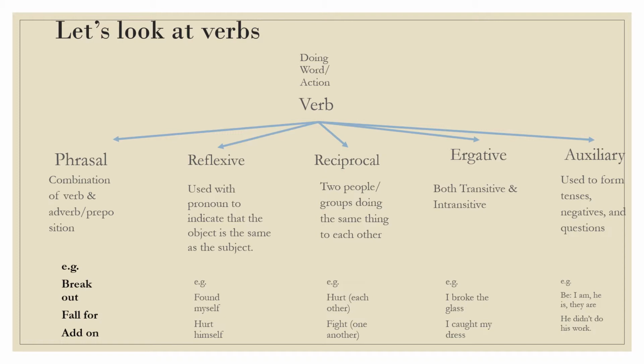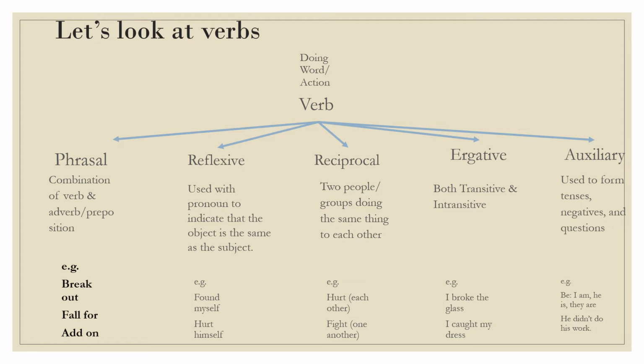A reflexive verb is used with a pronoun to indicate that this object is the same as the subject. Now, this is where your previous knowledge comes in. For example, I found myself lost. Or he hurt himself playing rugby, right? So our subject is the same as our object. And the verb are the things that affect the object.